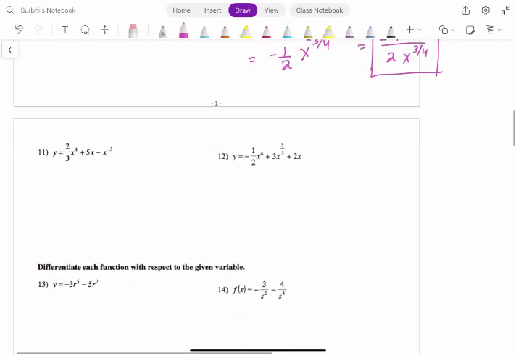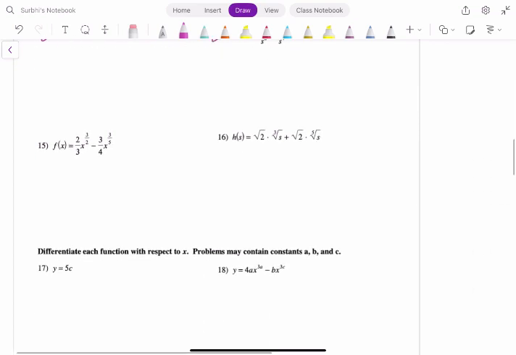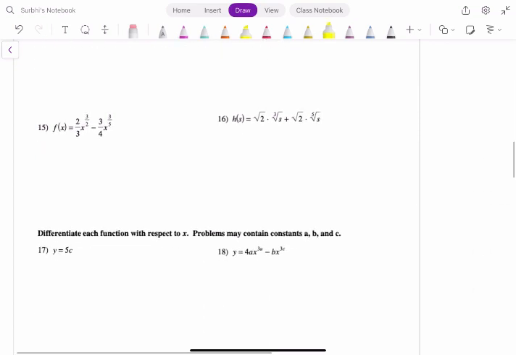Now you can try 11, 12. They are on the same line. 13 and 14 as well. We have done those types of questions.